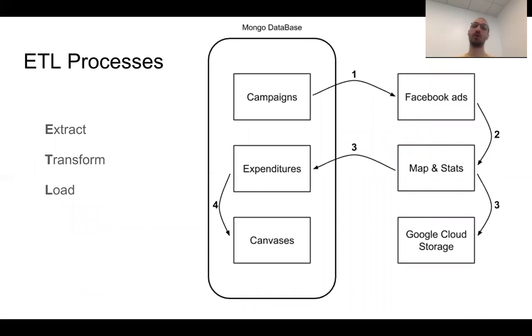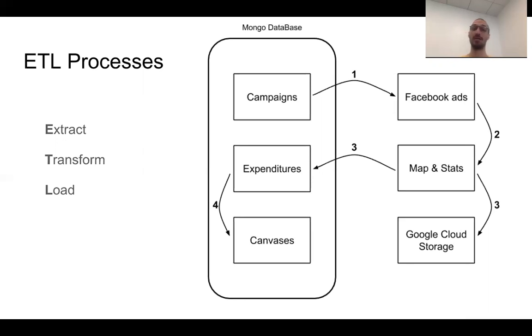Now, the ETL processes at HiGeorge look like this. There are different campaigns, expenditures, and canvases, and so on the Mongo database. We want to look at the campaigns first and find the campaigns that are still active. For those campaigns, there are Facebook ads on Facebook, so we can pull data from Facebook, and from that data, we need to create some aggregated stats, and from that aggregated stats, we want to create visualizations, which is going to be dumped on the Google Cloud Storage, and we also want to update the expenditures and the canvases accordingly.